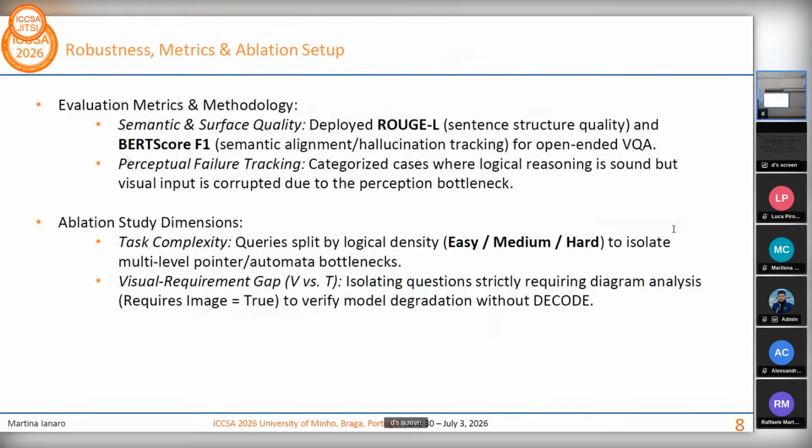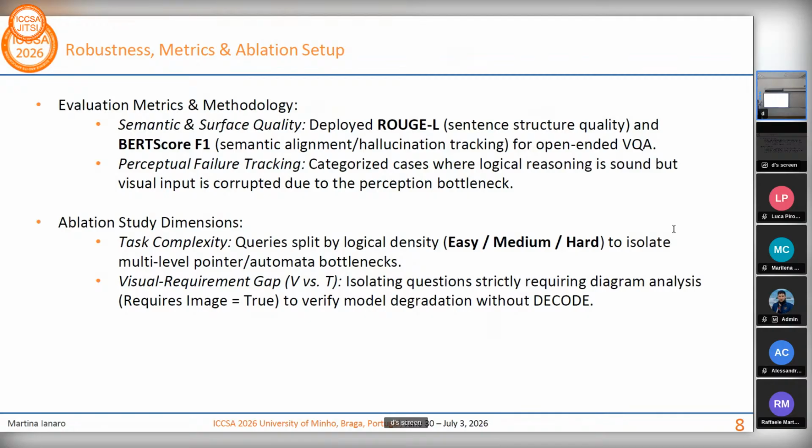For evaluation metrics, we have open-ended visual question answering. It means that we need NLP metrics for the evaluation, and I used ROUGE-L, but it's just for the sentence structure quality, while BERTScore F1 is the one that gives an evaluation of how semantically aligned the gold answer and the generated answer are. And also for the VQA benchmark, the one that is human validated, we made a categorization of the items, trying to categorize whether the question answering was affected by the perception bottleneck or not.